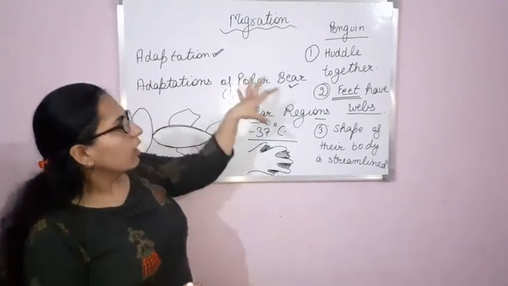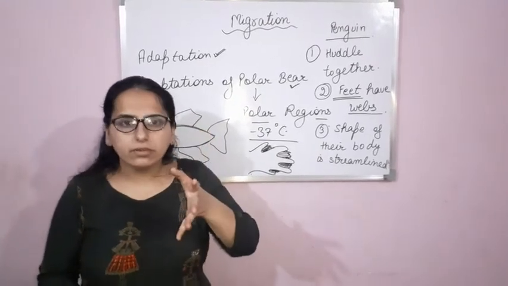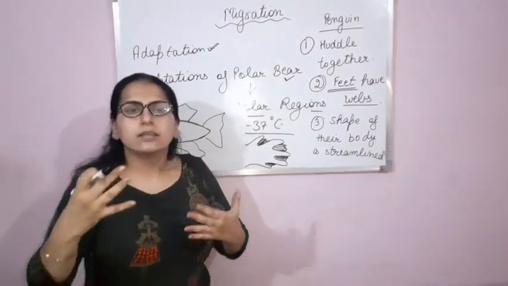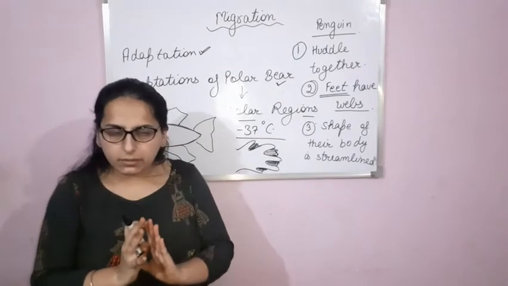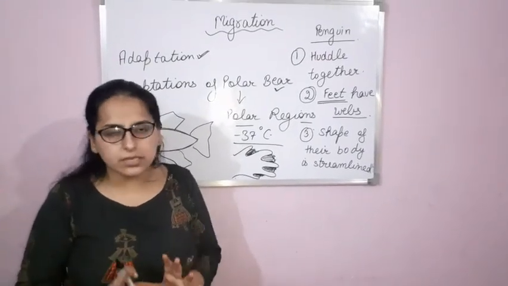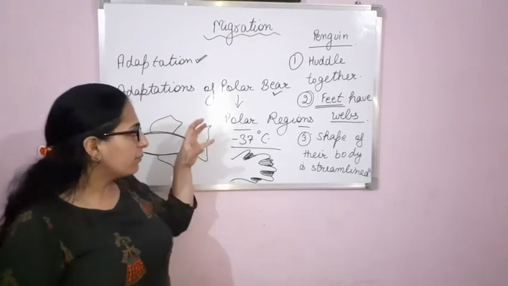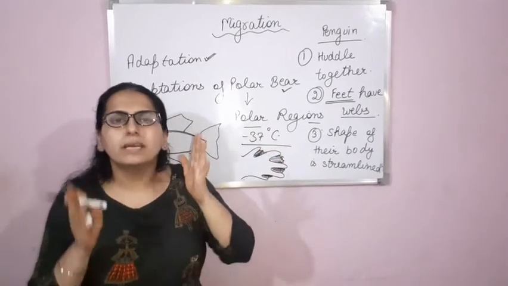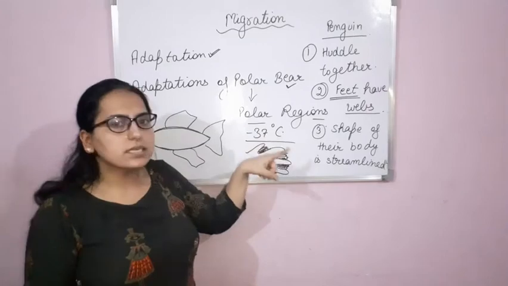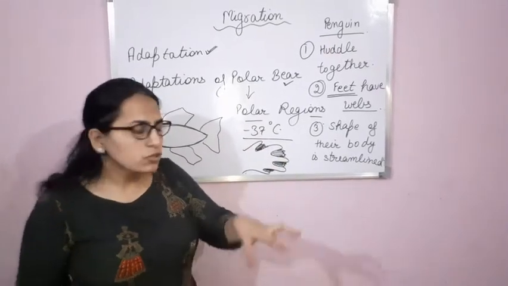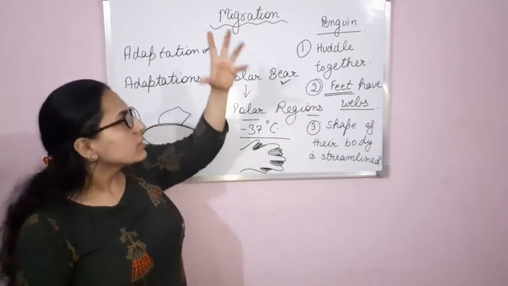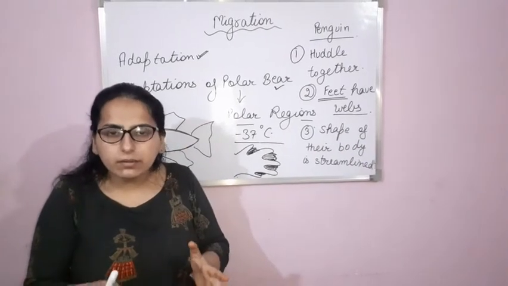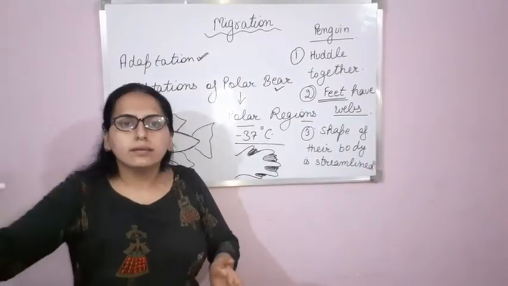Clear? Now, a few birds used to live in the polar regions and they used to migrate in the winters. Clear? In summer, they used to live in the polar region. But in winter, when the temperature is quite low, as I told you, in winter the temperature could be as low as -37 degrees Celsius. So in such conditions, some birds used to migrate. Means in winter, they used to go to another place.